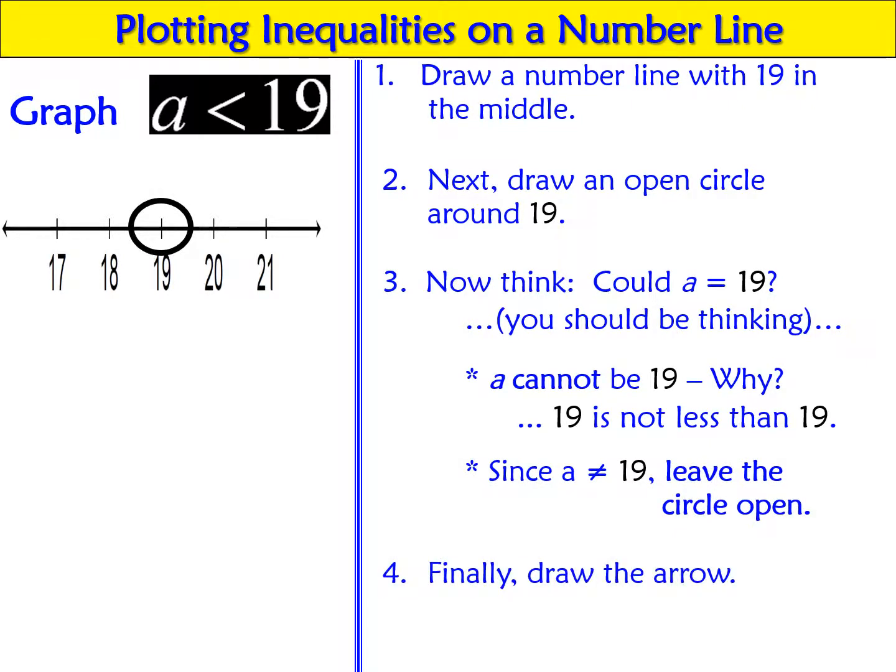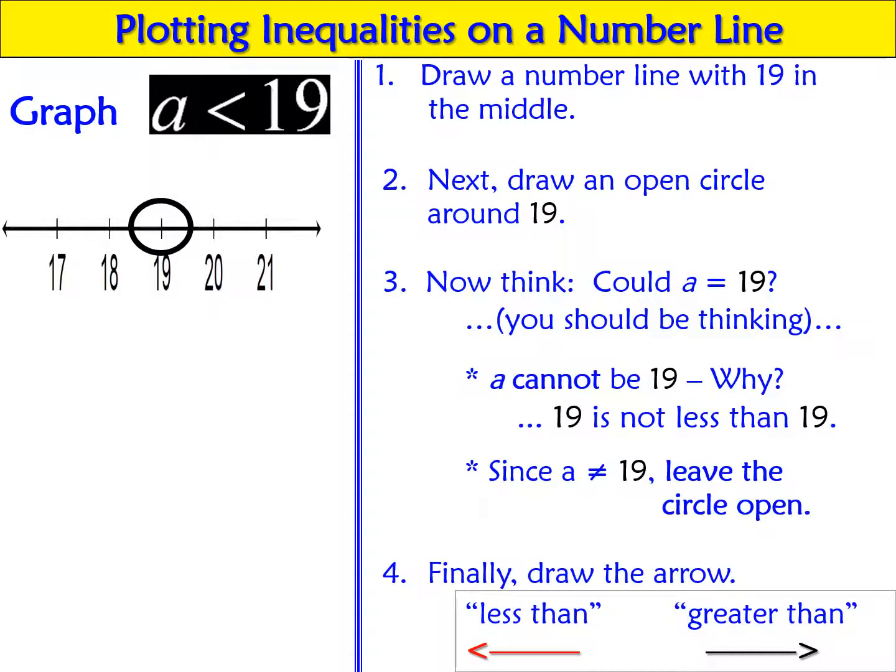Now, since a is less than 19, all the numbers that a could actually be are less than 19. So let's draw an arrow in that direction. There you go.